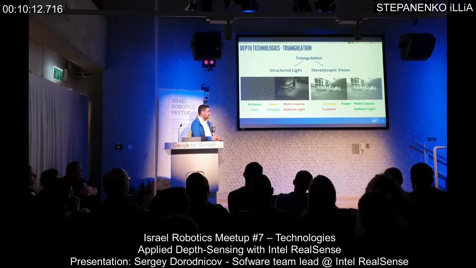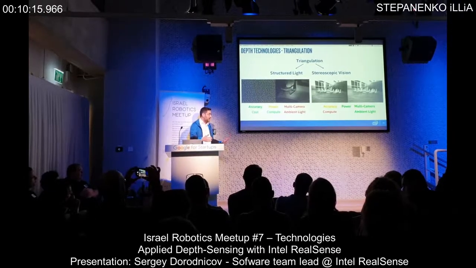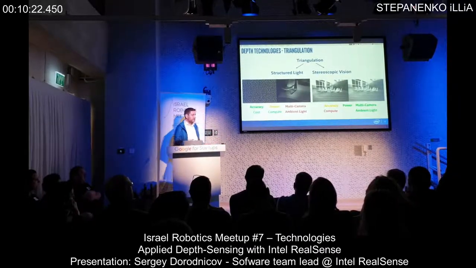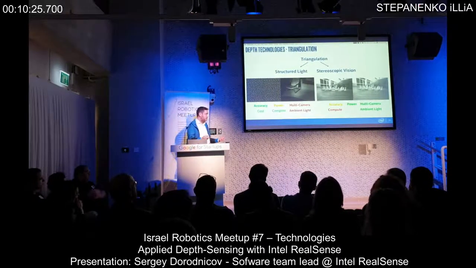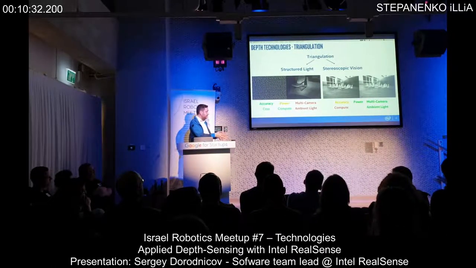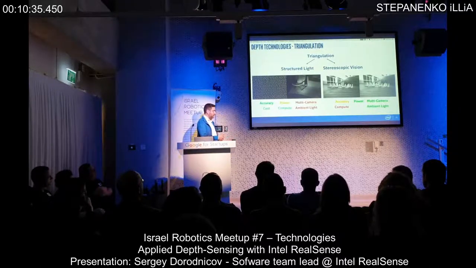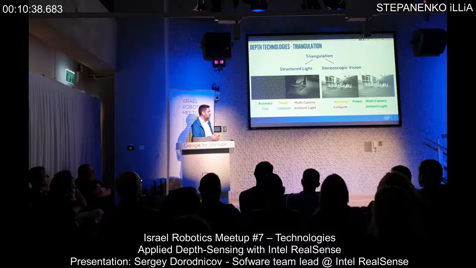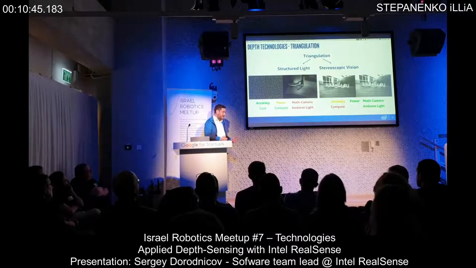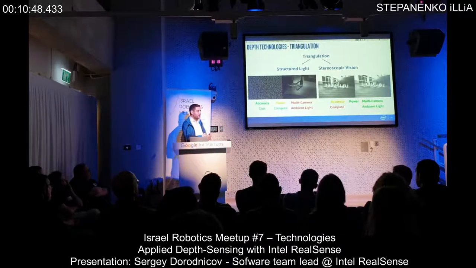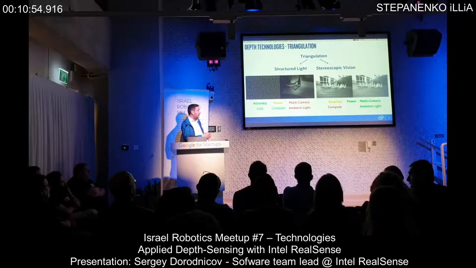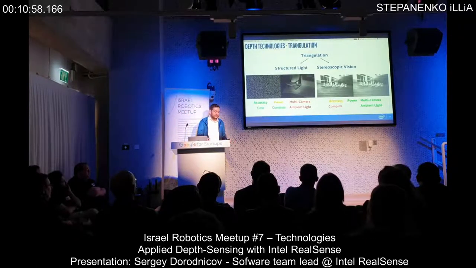Stereo, on the other hand, you can do without projecting anything in a completely passive way. And this means that multi-camera is a no-brainer out of the box. And power is great because you just need two cameras. And also because you're relying on the features that are inside the image, the more light you have, the better. So you can take it outdoor and it will work great. Accuracy depends on what you see and if the scene has a sufficient amount of interesting features. But it also depends on how well your algorithm can identify and match these features.